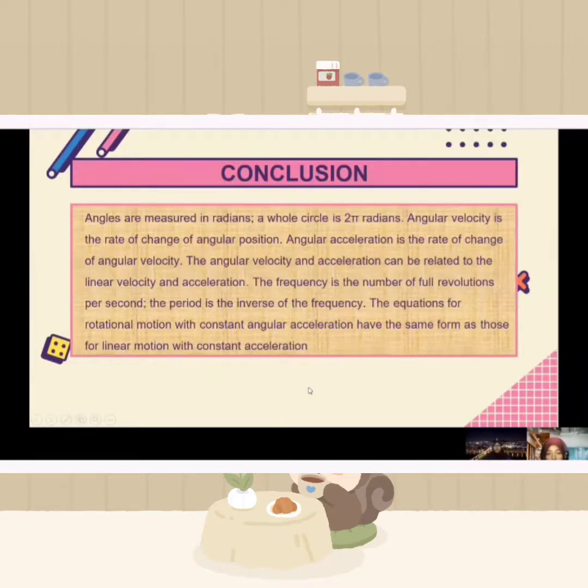Conclusion. Angles are measured in radians. A whole circle is 2 pi radians. Angular velocity is the rate of change of angular position. Angular acceleration is the rate of change of angular velocity. The angular velocity and acceleration can be related to the linear velocity and acceleration. The frequency is the number of full revolutions per second. The period is the inverse of the frequency. The equations for rotational motion with constant angular acceleration have the same form as those for linear motion with constant acceleration.